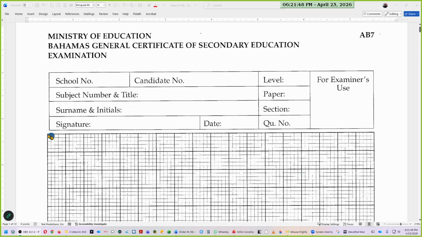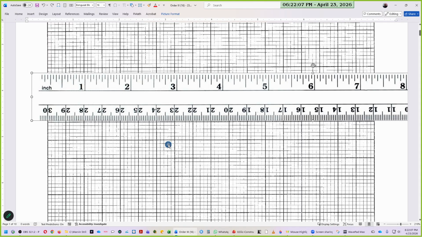So these squares are 1 centimeter squares. So the darker line will represent a centimeter. I should have brought that ruler back in. But anyways, I'm going to bring that in. I can undo and bring it back. Yes, there's the ruler here.